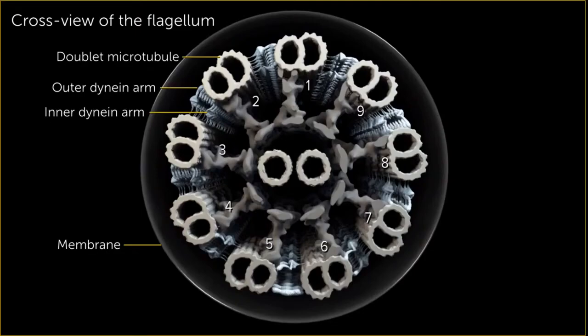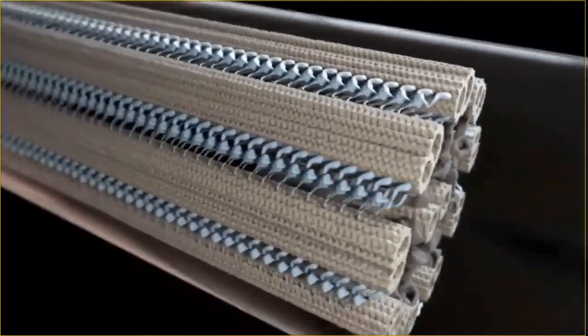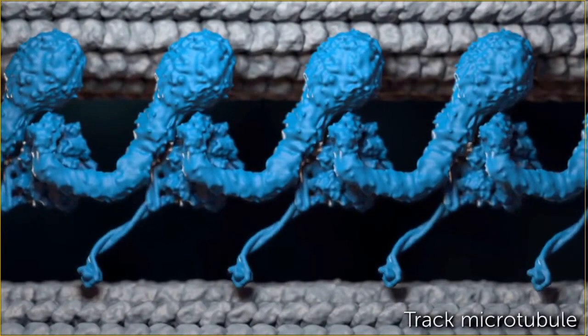Thousands of motor proteins, called dyneins, are arranged regularly along the microtubule scaffold. Through classification, we identified several different functional states of the dyneins as they step along the microtubules. We demonstrate a detailed stepping mechanism.